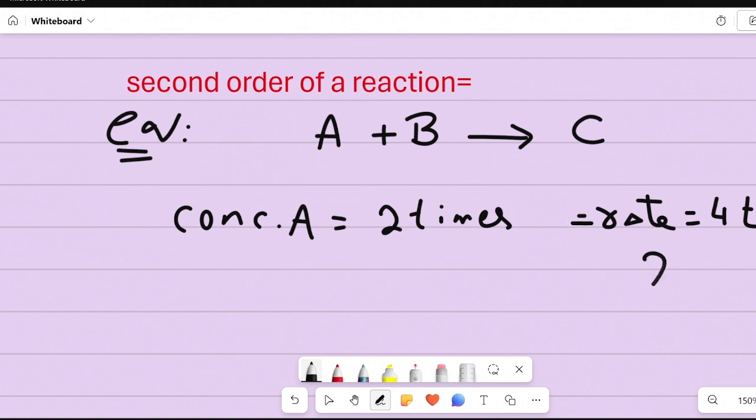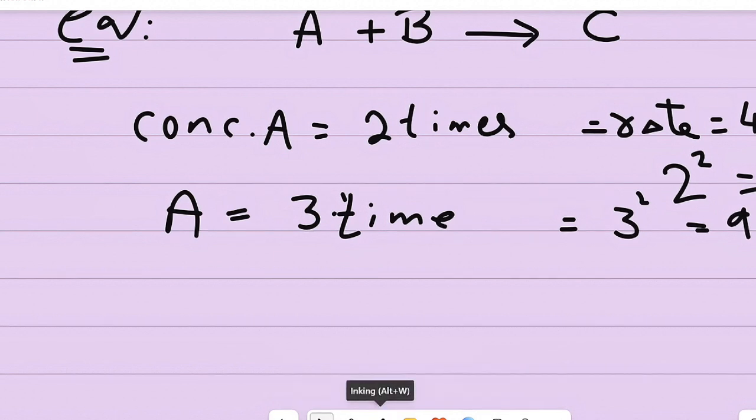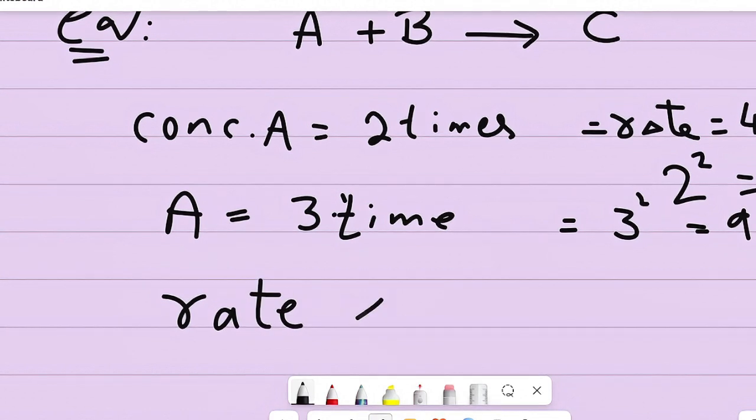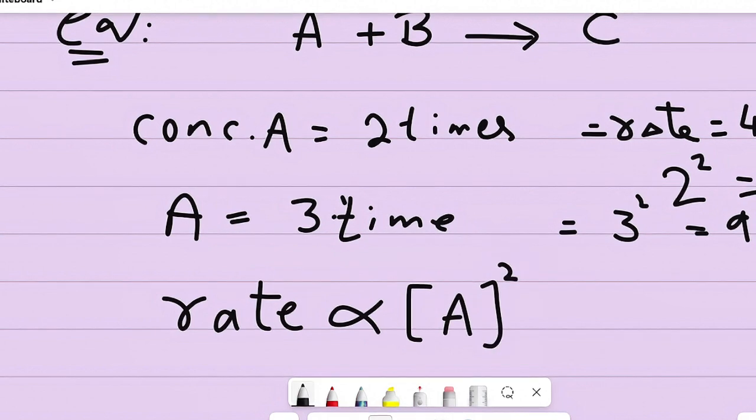Like 2 power 2, it becomes 4. If you increase the concentration of A by 3 times, the rate increases 3 squared times, so we are going to 9 times. Now, it's simple. How are we going to write down the equation for this? We will say that rate is proportional to the concentration of reactant A raised to power 2.